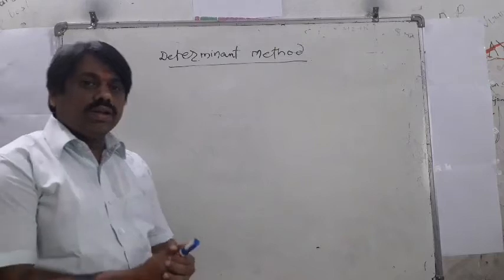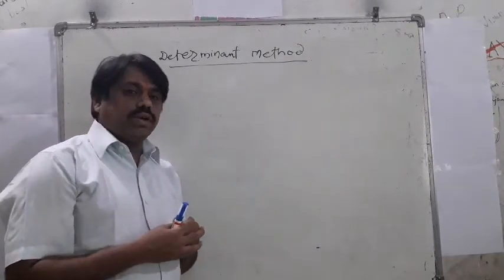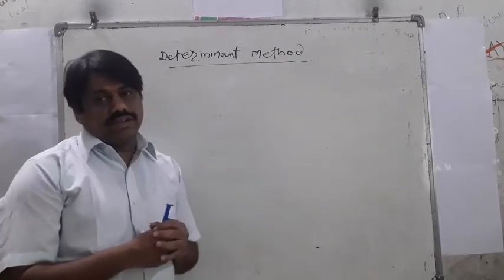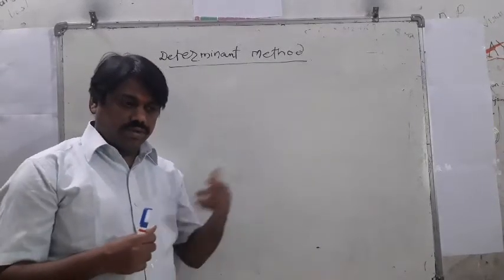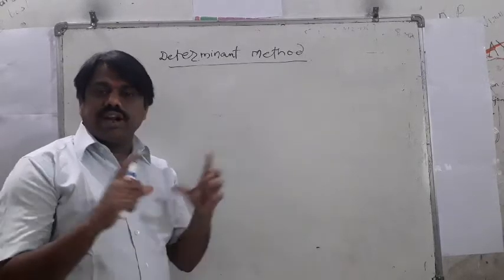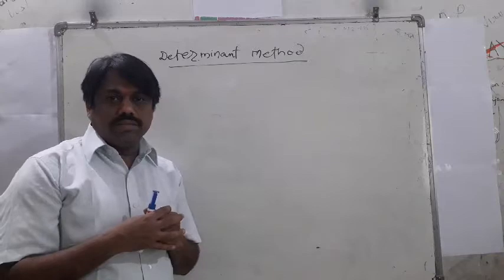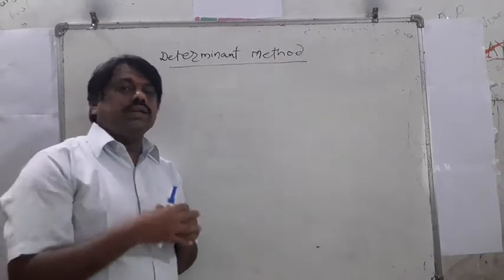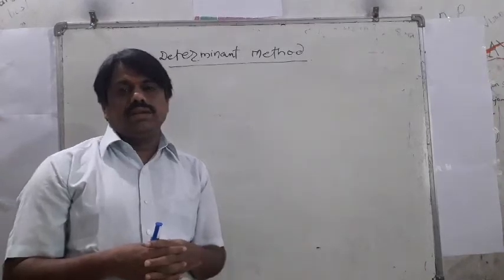Hello friends, we know there are so many methods of solving simultaneous equations: equating coefficients, graphical method, substitution method, and there is one another method. It is called determinant method.